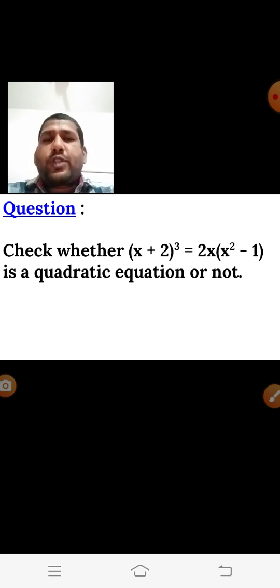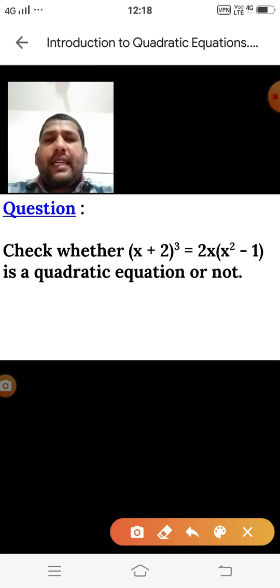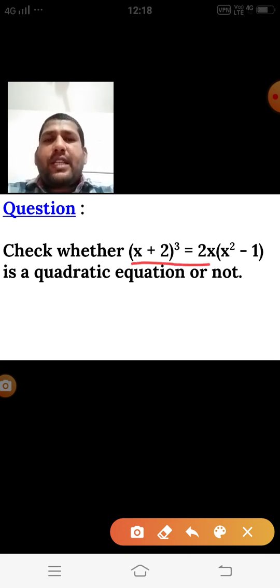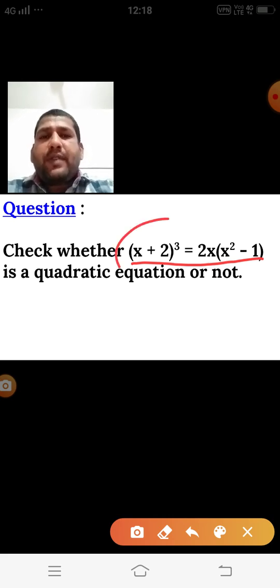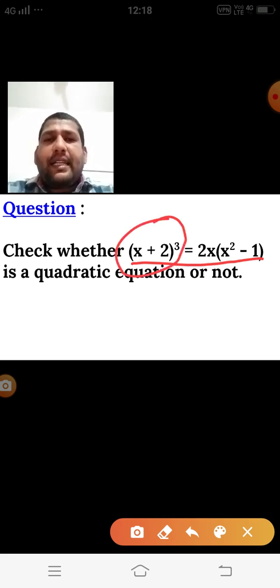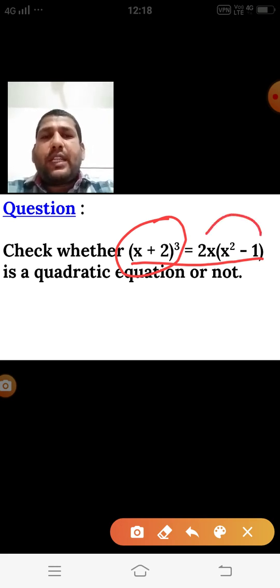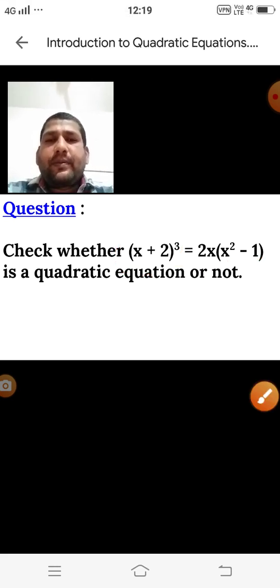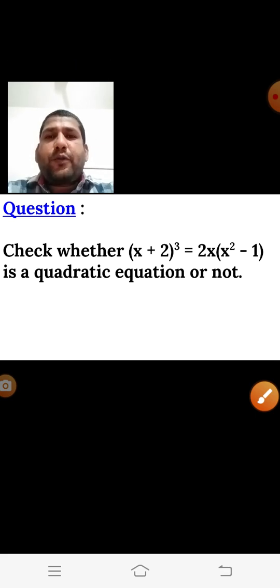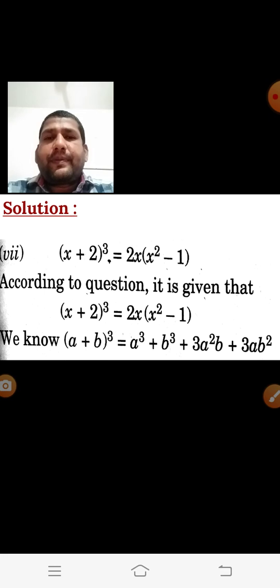Let us take one more question from the NCERT book. You have to check whether this given equation is quadratic or not. Then again, what we are observing in the left hand side, we are getting the identity of a plus b whole cube. This we have to solve. And in the right hand side, we are getting the product of these two values, means we have to multiply these two. Then we are solving that equation, and then we are finding whether we are getting a quadratic equation or not.